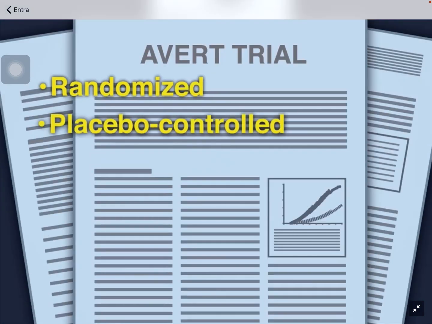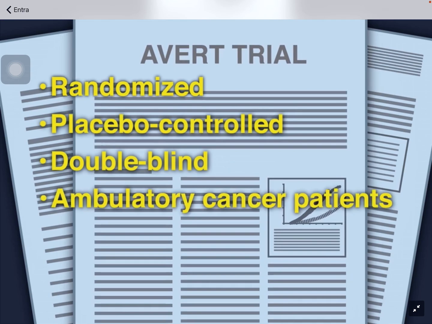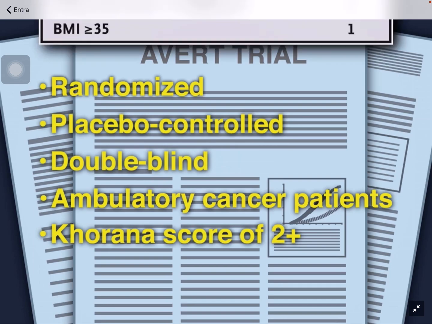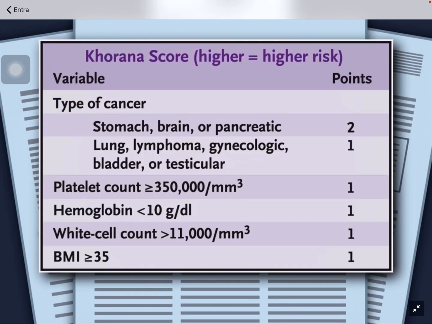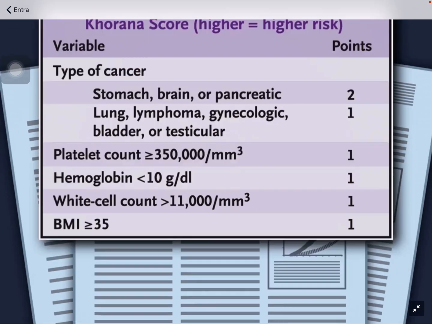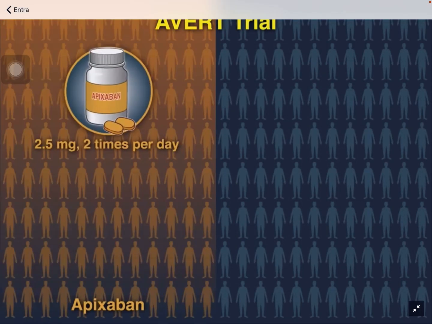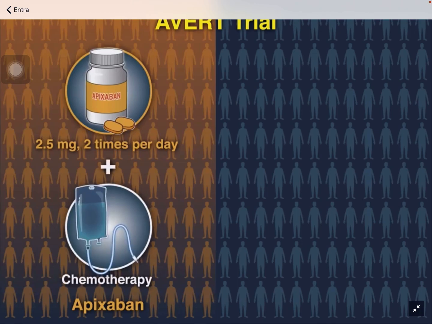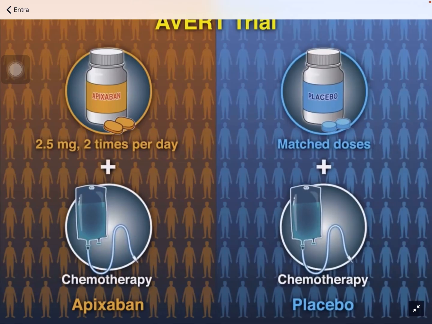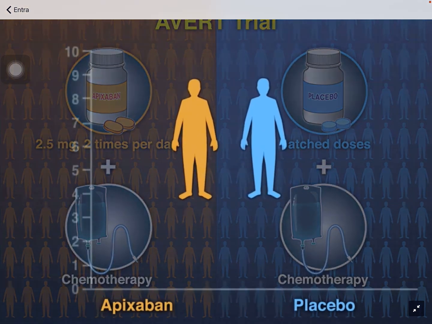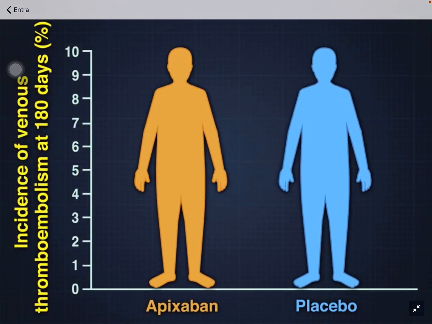The randomized placebo-controlled double-blind AVERT trial included ambulatory patients with cancer who were at intermediate to high risk for venous thromboembolism with a Khorana score of 2 or more. The Khorana score has been validated to identify patients with cancer who are at elevated risk for thromboembolism. The trial patients were randomized to apixaban for thromboprophylaxis before chemotherapy or to placebo before chemotherapy. The primary outcome was objectively documented venous thromboembolism over a period of 180 days.